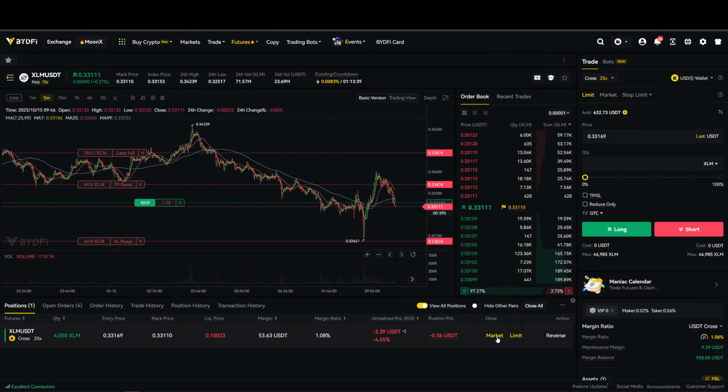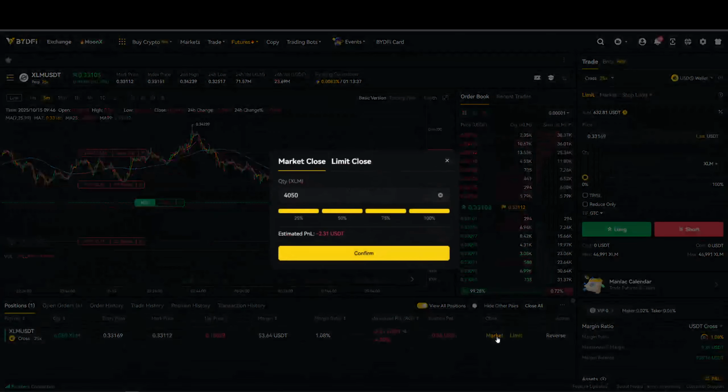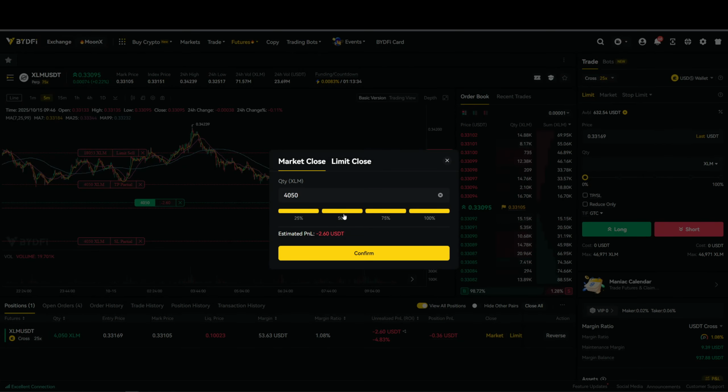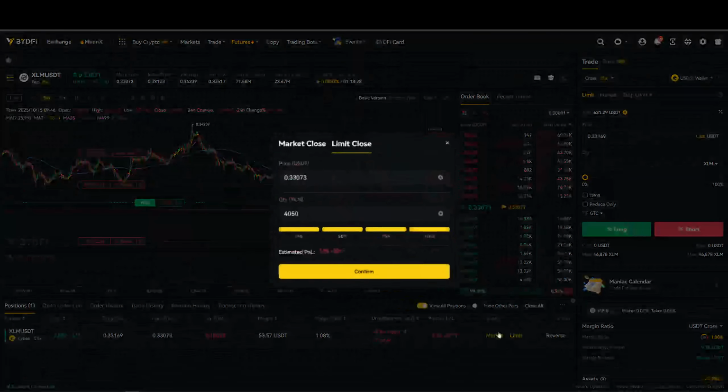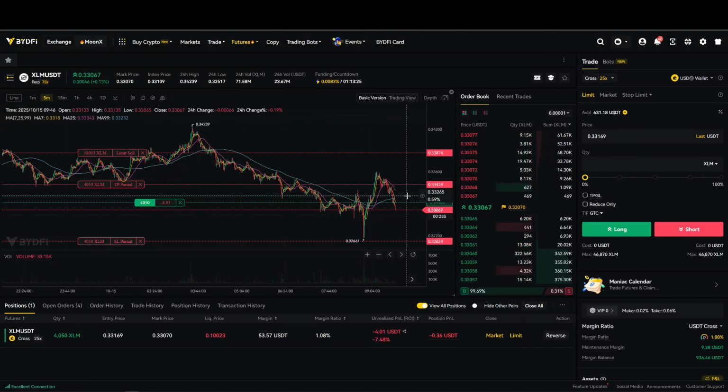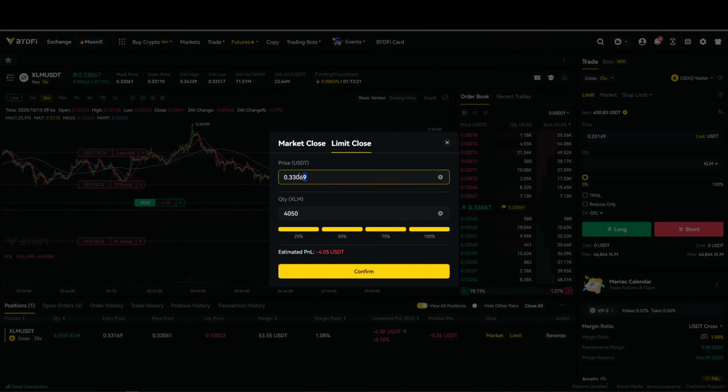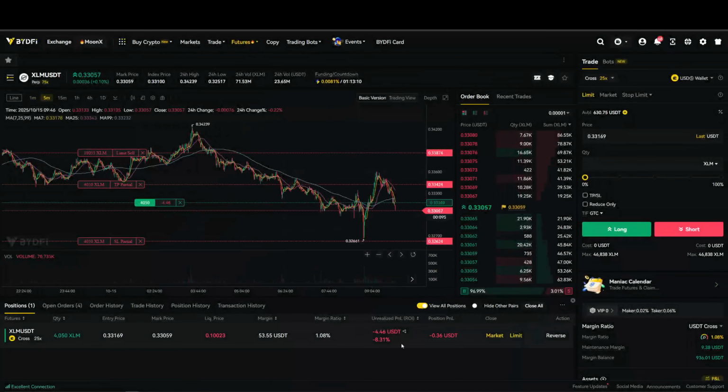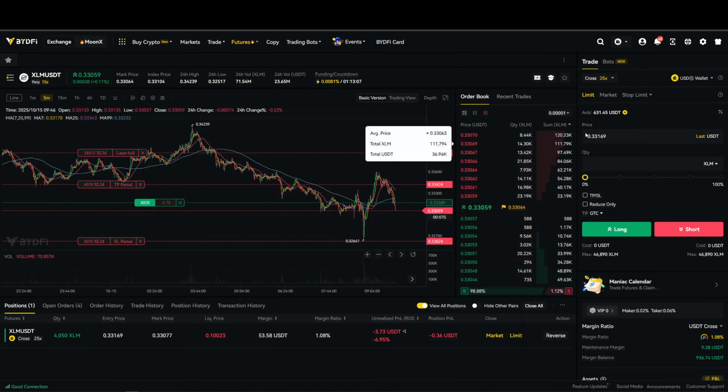And then if I ever want to close the trade immediately, I would hit market and hit confirm. Or maybe I want to close just 50% of the trade, and then I would hit confirm. Or if I wanted to limit close it, if I had a certain target that I was looking for, maybe it was right up here at 33,255, put in 33,255, and maybe I want to close 50%, I'd hit confirm. It'll tell you what your estimated P&L would be in that case, or maybe you want to close all of it.